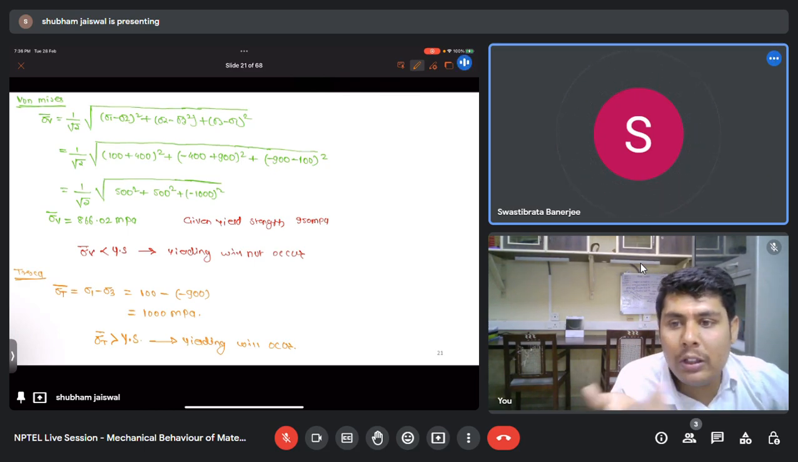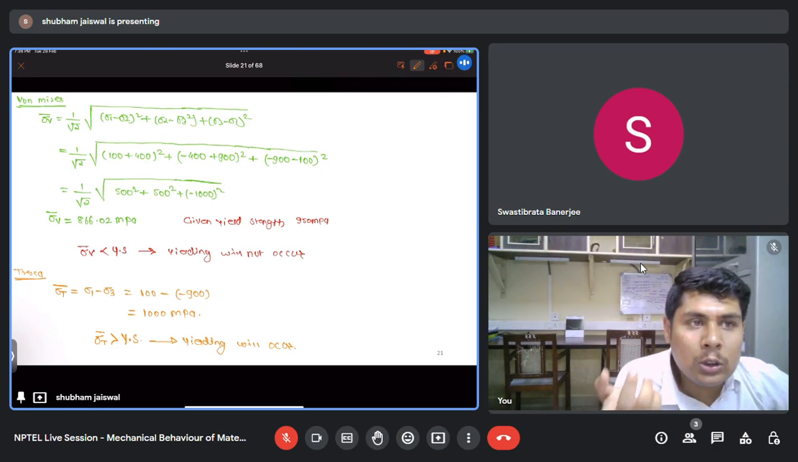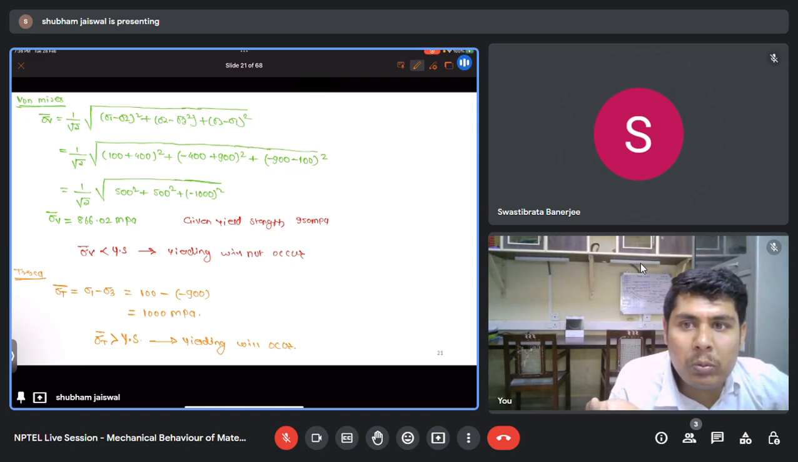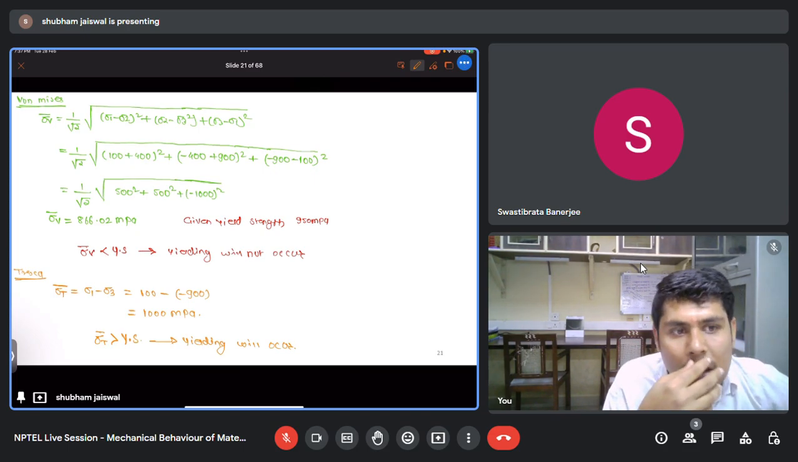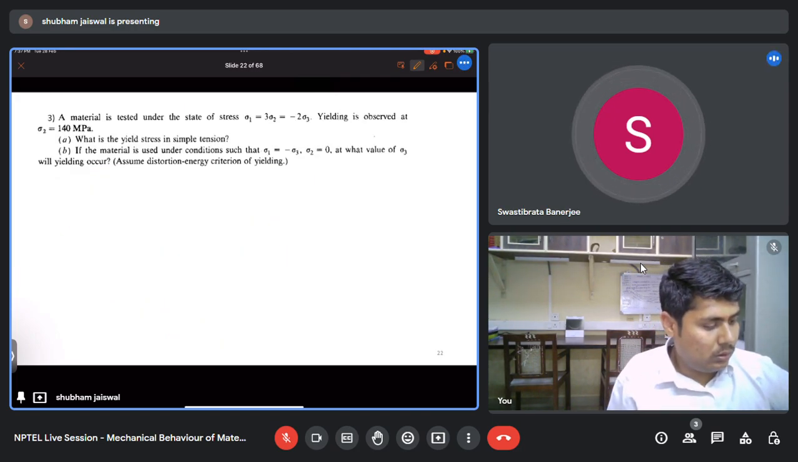But in Tresca, I need to find out sigma 1 and sigma 3, so it would be a double calculation. So I avoided the double calculation. In one go, I found the values of sigma 1, sigma 2, and sigma 3, and now I can just use the separate equations for von Mises and Tresca, and I will get the answer. Okay, that equation also you can use. No issues.